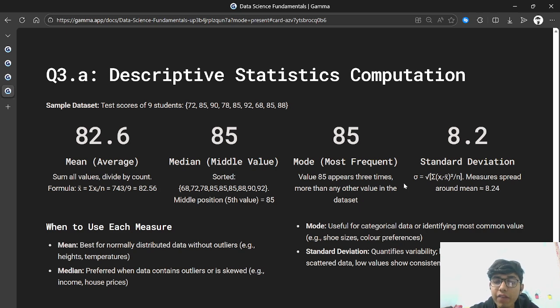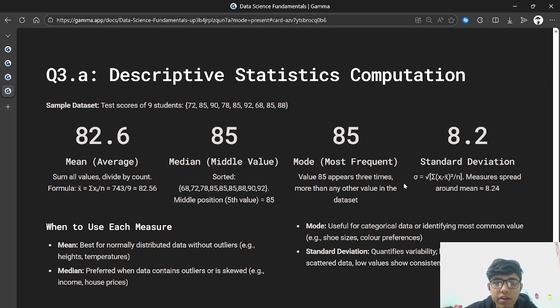And the square root of this entire expression gives us the standard deviation. So now regarding when to use each measure, the mean is most appropriate when data is normally distributed and free of outliers. The median is preferred for skewed data or when outliers are present, as it is less sensitive to extreme values. The mode is useful for identifying the most common values, especially in categorical data sets.